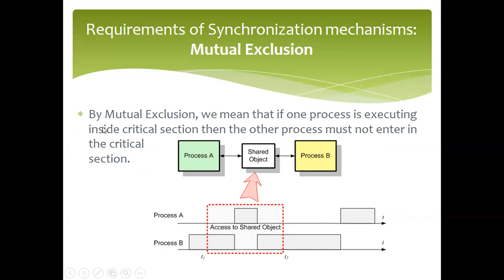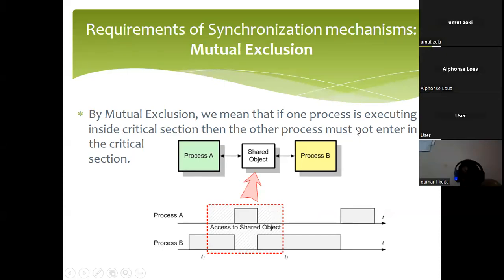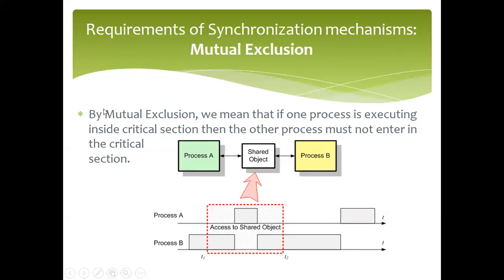Okay, it is explaining the same thing. Let me read and continue. By mutual exclusion, we mean that if one process is executing inside the critical section, then the other process must not enter the critical section. So only one process can enter the critical section at once.